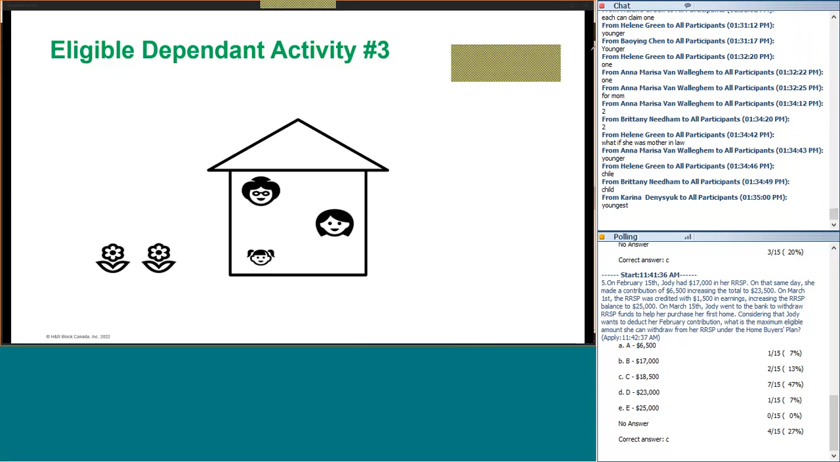Good. Excellent question from Helene. What if she was the mother-in-law? Still a mother, because it is the mother of yourself or your spouse. So she is a mother by law, although not by blood.